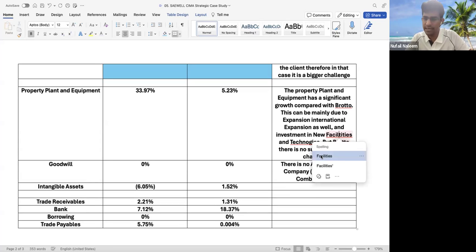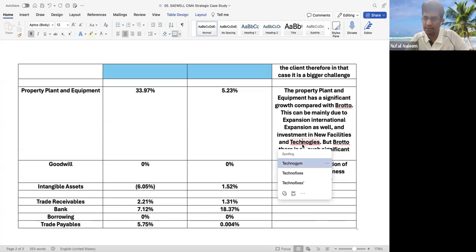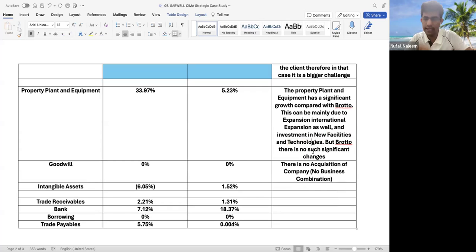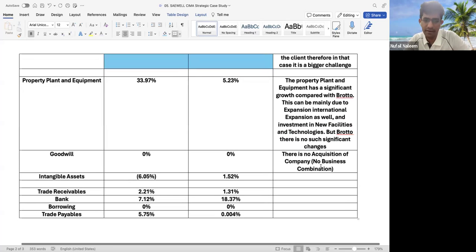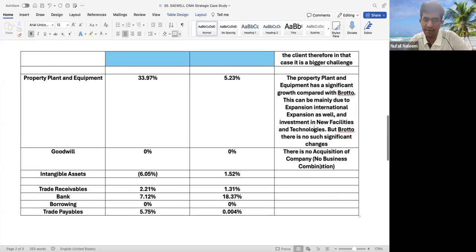Can I get a confirmation from you all in the chat box, students, if you are clear with that? Because that is very, very important in this case. There are no business combinations. Now, intangible assets are falling down, and I think here, students, you can feel it. There is a decline in the intangible assets.